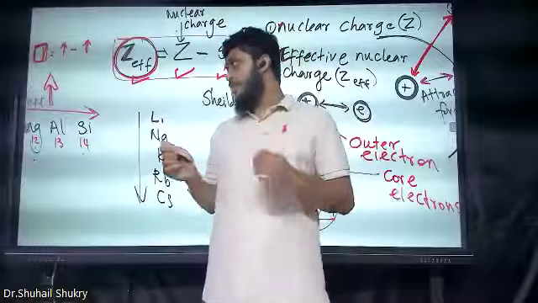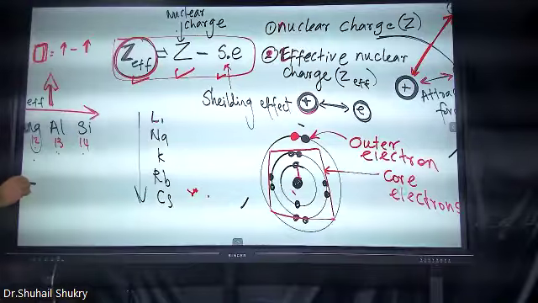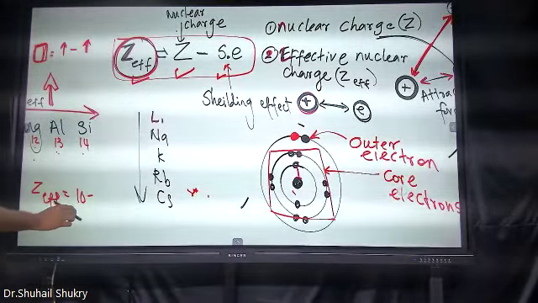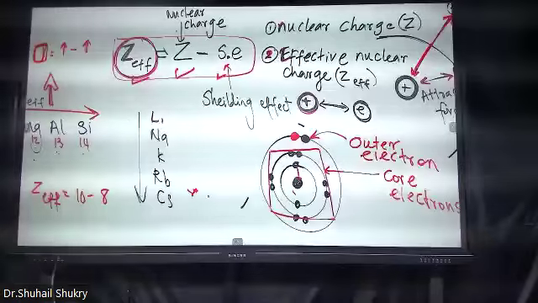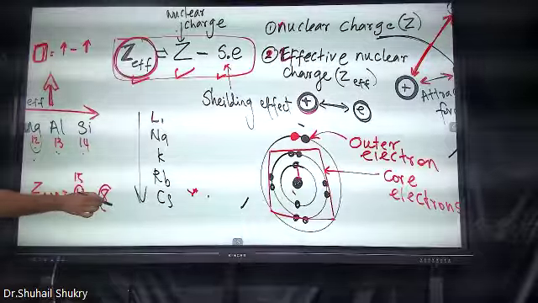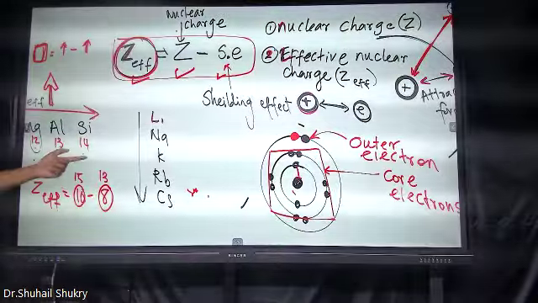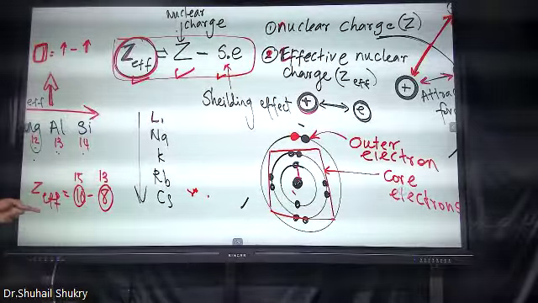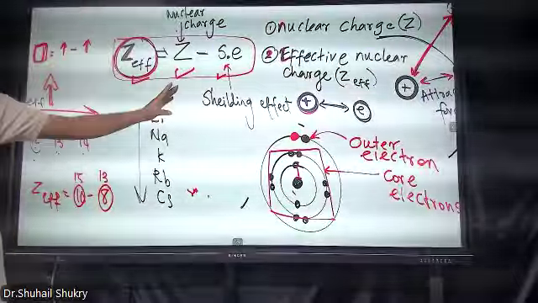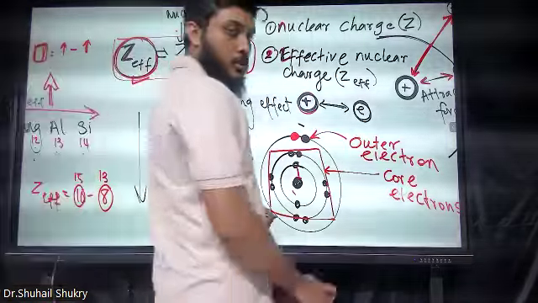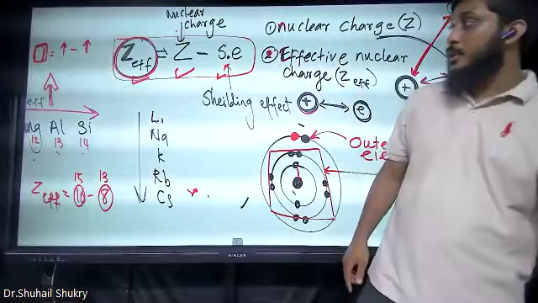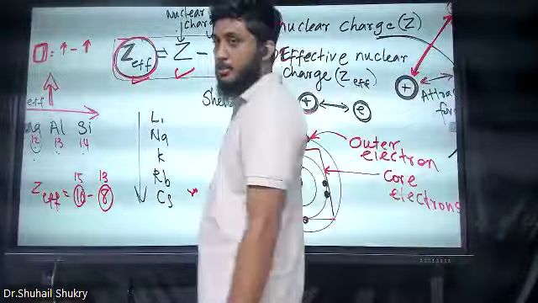For example, earlier we'll think this value is 10 minus 8, that is 2. Now this is increasing from 10 to 15, and this is increasing from 8 to 13. Both are increasing, but Zeff remains constant. Can you understand that? So when you're going down the group, nuclear charge is increasing and shielding effect is also increasing. Therefore, effective nuclear charge almost remains constant.